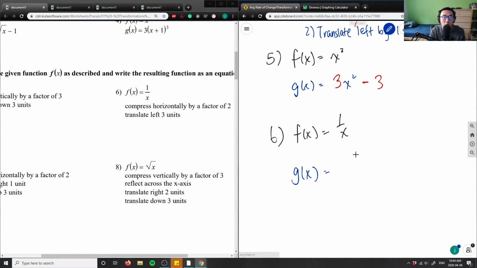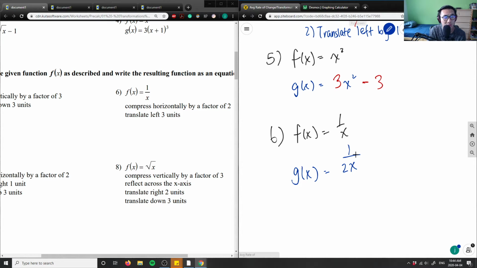So if I want to do a horizontal one, it has to be in the function, right? Which means this 1 here has to be a 2, right? This 2 here exists like that. And then how would I do translate by 3? So if I'm translating by 3, I'm moving horizontally by 3.